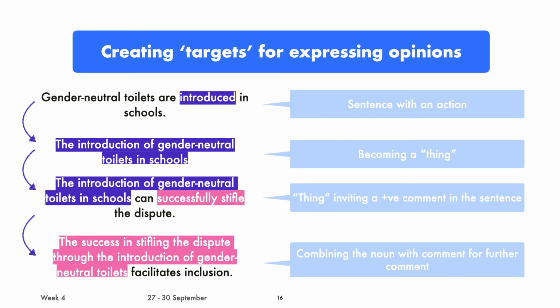Successful, so it's positive. And to complicate things further, you can actually combine the positive comment into the noun group, like the success in stifling the dispute through the introduction of gender-neutral toilets. And then you can finish the sentence with a verb, facilitates inclusion. Just an example, it doesn't have to be true, but that's the way you can combine more elements into the original noun group as you are nominalizing sentences.